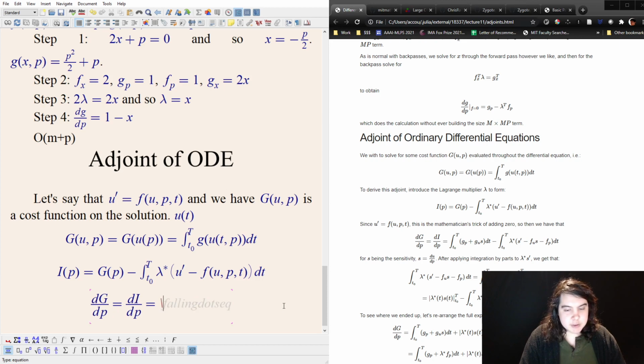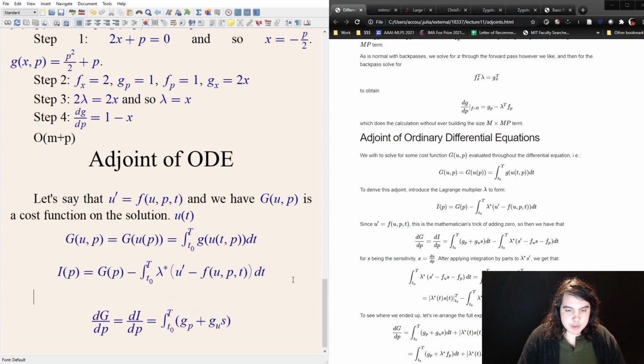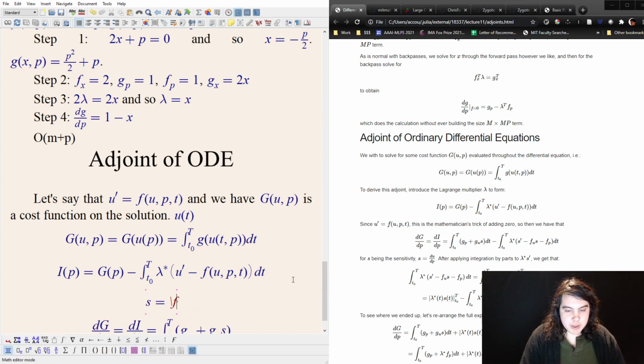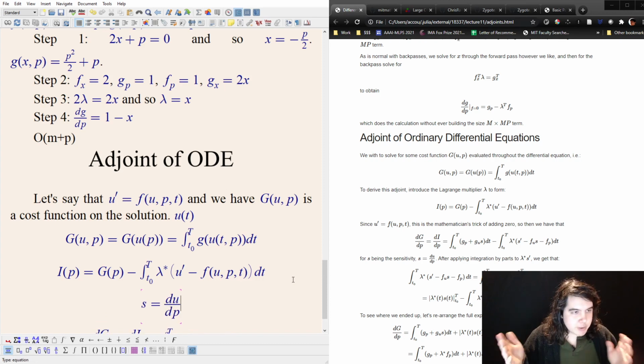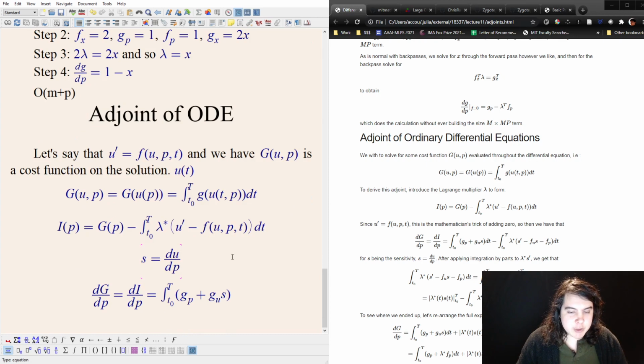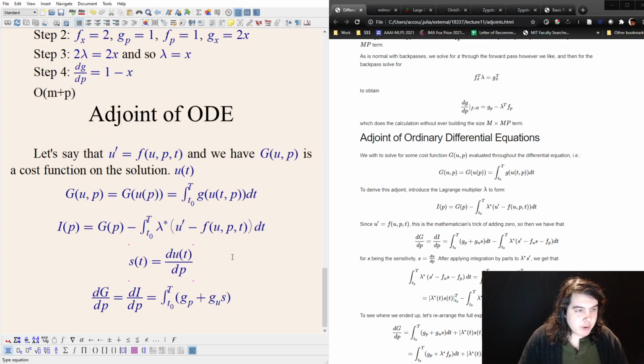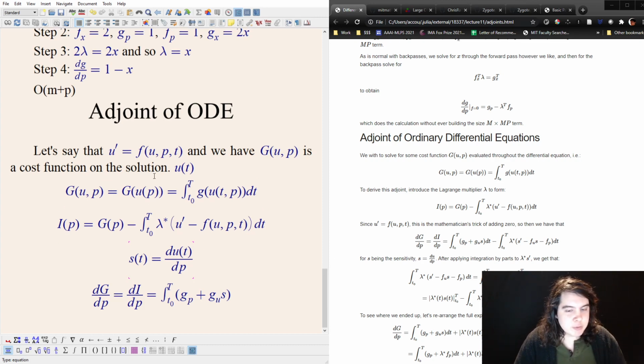And now let's write this out. So it's the integral of t0 to T of g sub p plus g sub u s. So let me define something here. I'm going to use the shorthand s equals du dp, because otherwise du dp is going to show up everywhere. And we kind of want to treat du dp as a variable here, right? This is the thing that we're solving for. It's a function of time. It's the derivative of the solution of the ODE at every single time point, with respect to a given parameter. There could be multiple parameters, but take the assumption there's only one. The same derivation would hold when there's many.